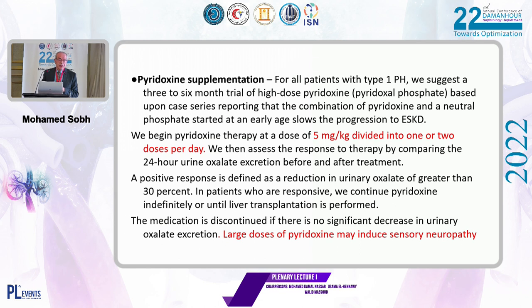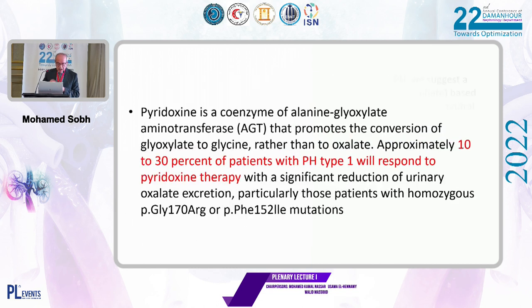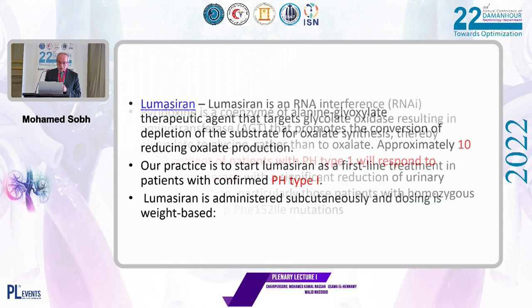Pyridoxine supplementation. For all patients with type 1, we suggest a 3 to 6 month trial of high dose pyridoxine. Based on reported cases, a combination of pyridoxine and neutral phosphate in early age slows the progression to end stage. So we have to try this B6 level. Okay, and we have limited experience in this. For shortage of time, I will go to pyridoxine. How can we use it? What is the dose? Successful or not? If successful, we continue.